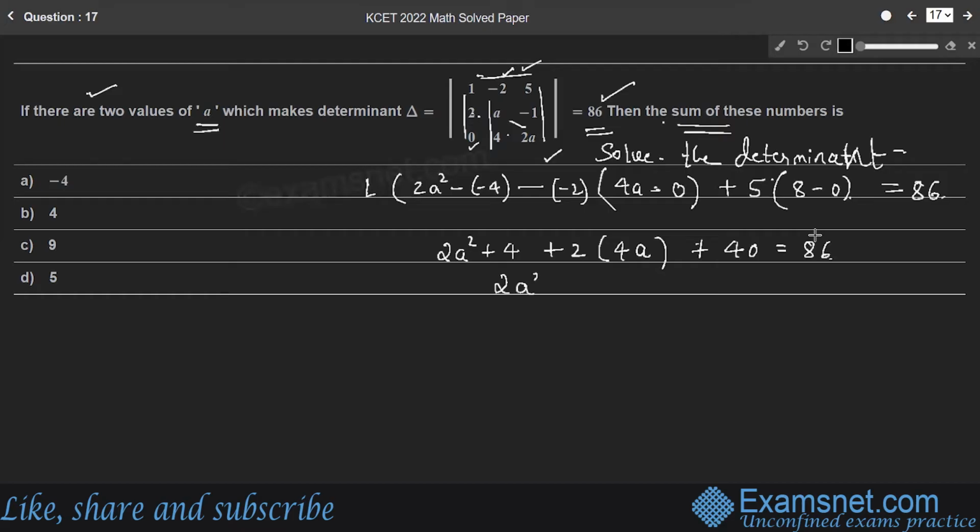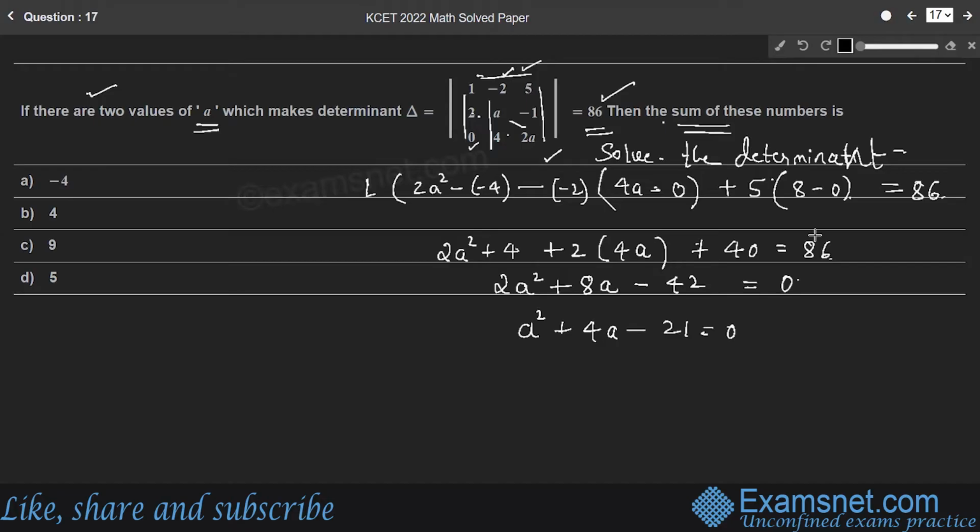Therefore, 2a square plus 8a. So 4 plus 40 is 44. So minus 86, it is minus 42. 44 minus 86, so minus 42 is equal to 0. Again we can take out 2. So the equation becomes a square plus 4a minus 21 is equal to 0, a quadratic equation.